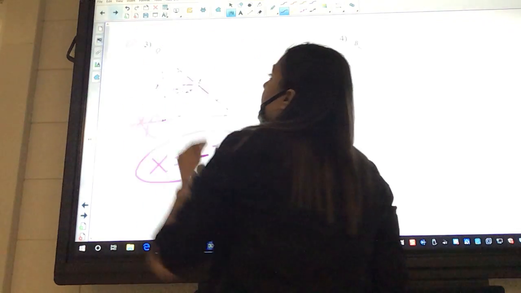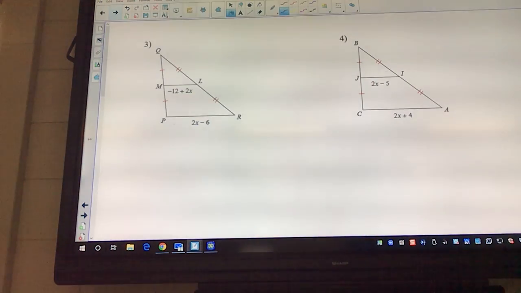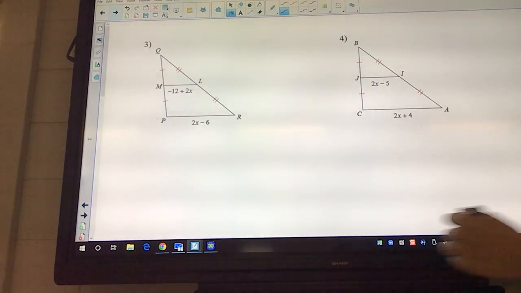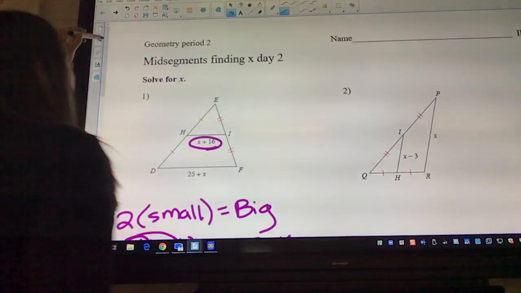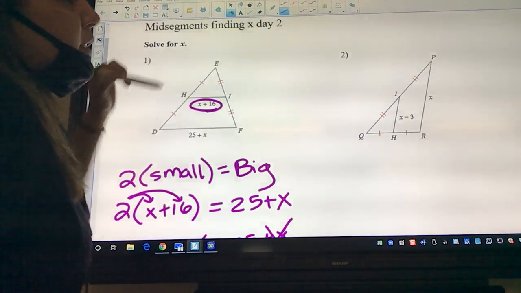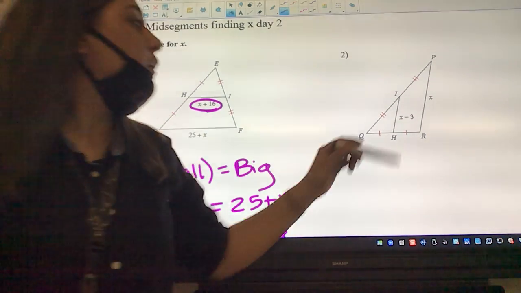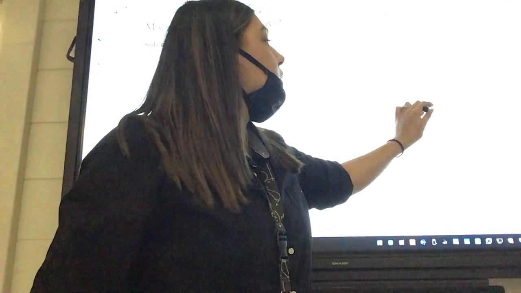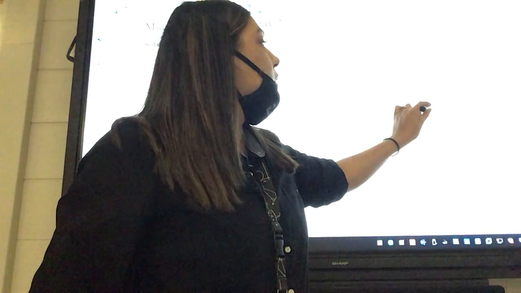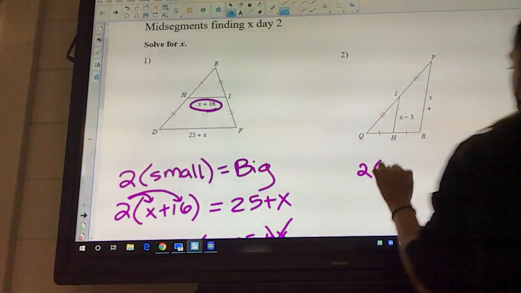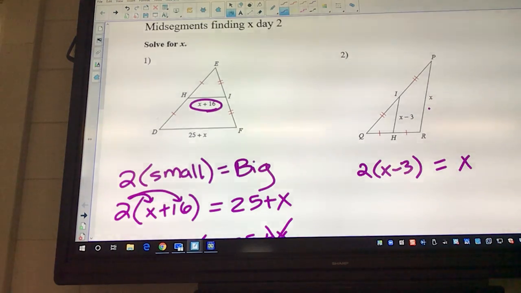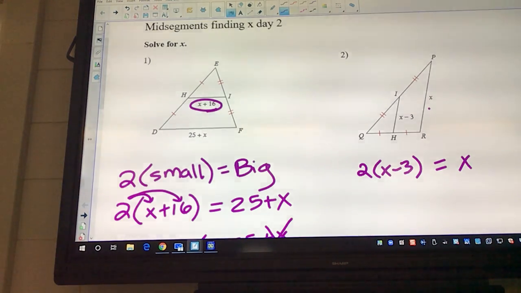So let's look at the next one. On number 2, since it says x minus 3, would the second x be x minus 6? What do you mean the second x? Right here, this? Yeah. No, you still do the smallest one. It would be 2 times x minus 3 equals x. You always do the smallest one. I don't understand where you're getting 6 from.